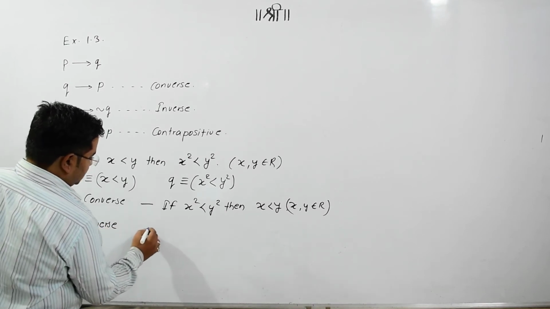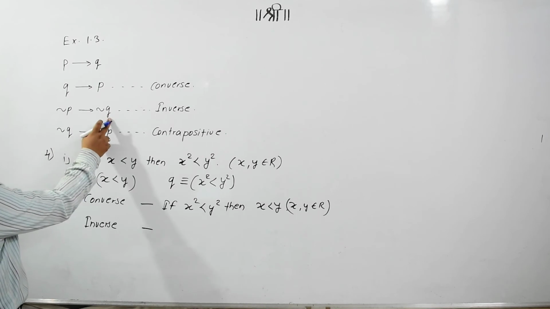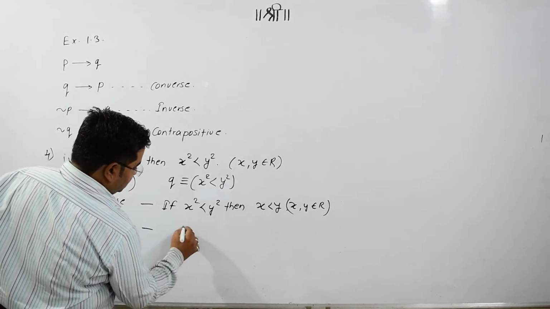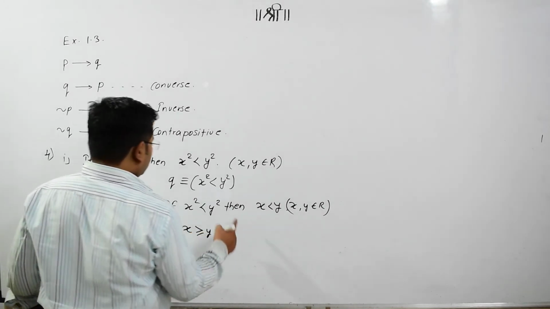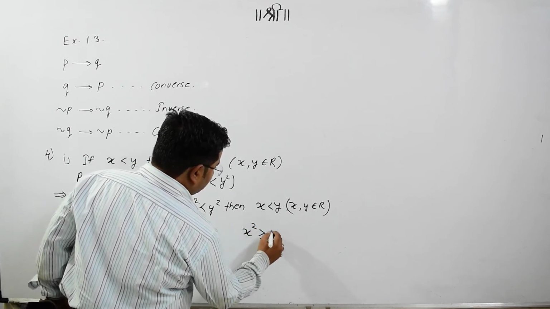Inverse of the statement. So again, inverse of the statement is very simple. Negation of P, negation of Q. What is negation of P? Negation of P is nothing but x is greater than or equal to y. And what is negation of Q? It is nothing but x square is greater than or equal to y.